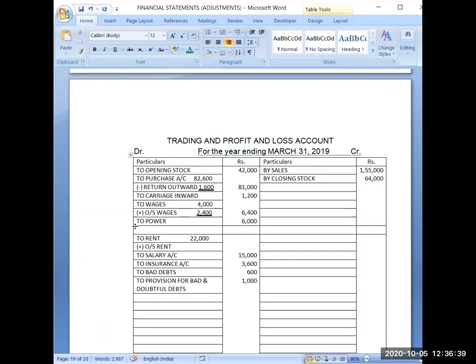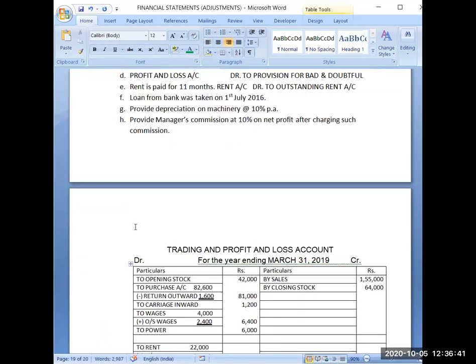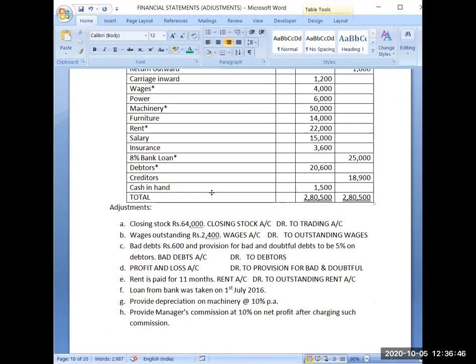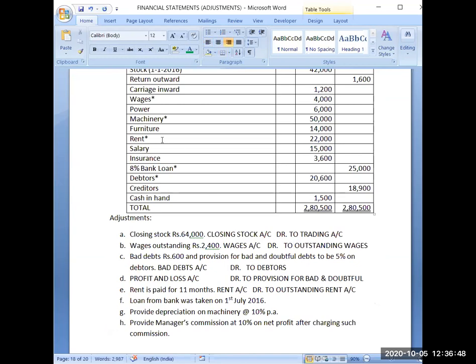Now coming to the amount part. So now it is saying that you have paid the rent for 11 months. So what amount of rent has been paid? I should know that I have paid only 22,000. Trial balance is telling that you have paid 22,000. So if I will divide this 22,000 by 11, as it is 11 months rent, I will get 1 month rent. It will be 2,000. So my 1 month rent is 2,000.